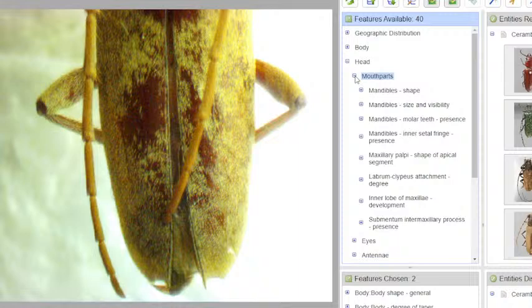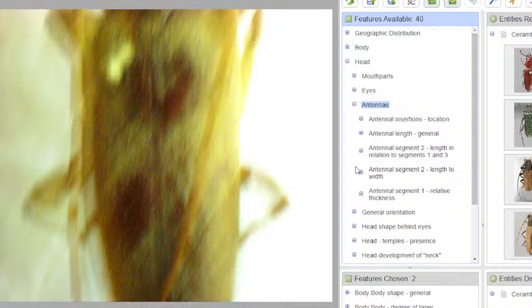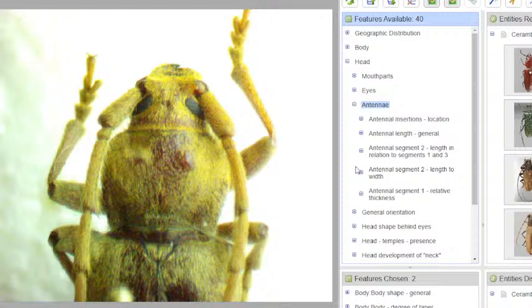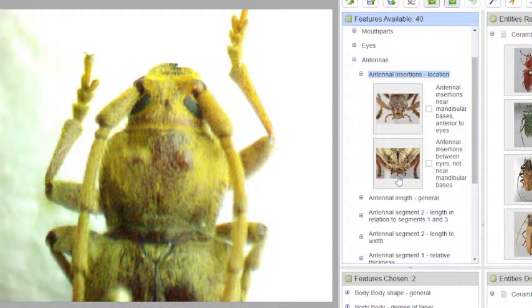Alright, let's look at the antenna. The antenna are some of my favorites to look at. I feel like the questions about the antenna tend to be easier, too, so we can get some check marks down on the paper. The question is whether or not the antenna are located next to the mandibles or between the eyes.